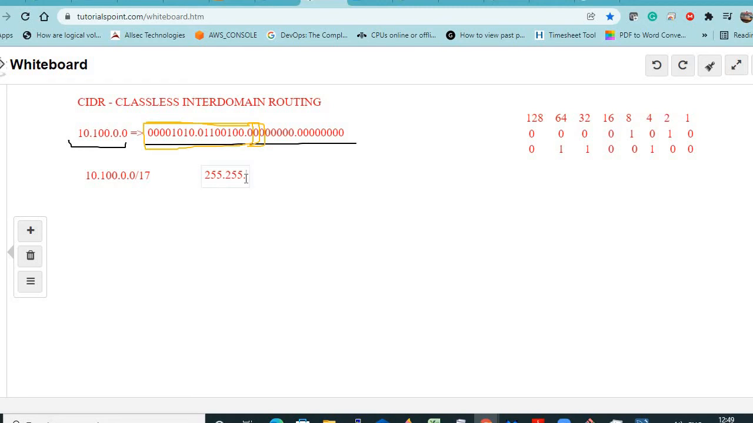What is the first? So we have borrowed the first binary bit from the third octet. That means it will be 1, that is 128. So 128, this will be the subnet. This is clear.